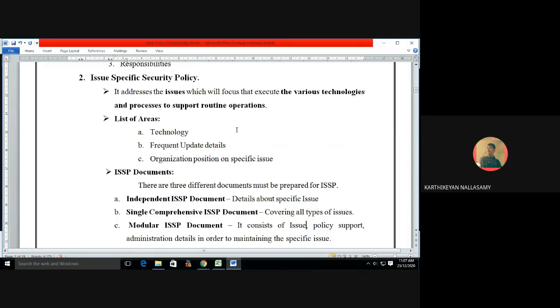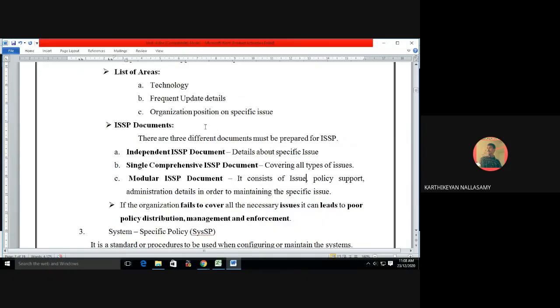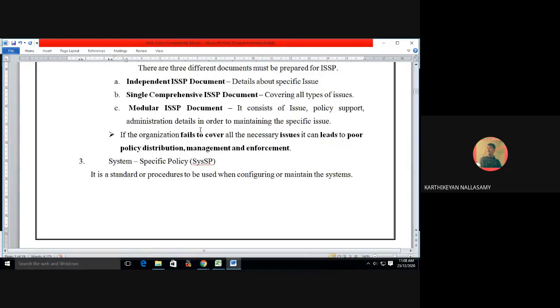A separate document needs to be maintained for each issue. When the abstract details of all your issues are maintained in one document, that is called a single comprehensive ISSP document. The next one is the modular ISSP document. It includes the issue along with the policy to be supported for this issue, and the administrative details needed to make the issue clear. And if proper planning is not implemented, it leads to poor policy distribution, management and enforcement.